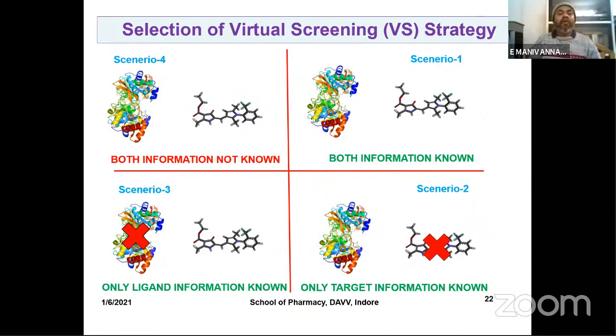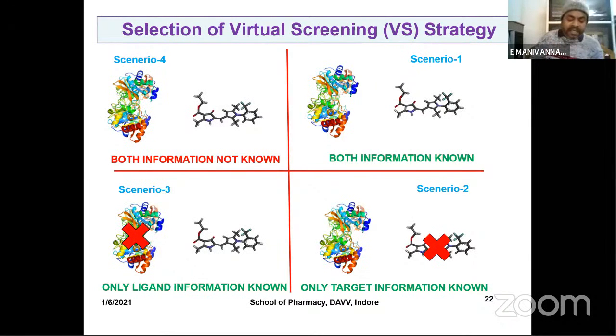In scenario 4, you don't have information for target and ligand, both are not known. In this case, you can develop homology models and then screen a chemical library against this homology model, and then you can identify molecules for that particular target. So this is, in drug discovery, the selection of virtual screening strategy.